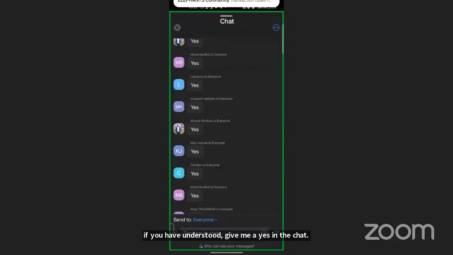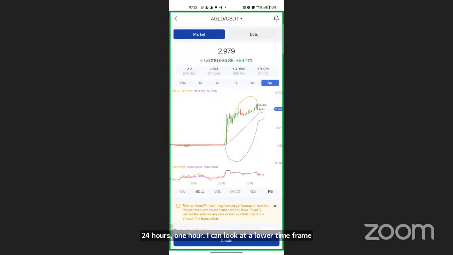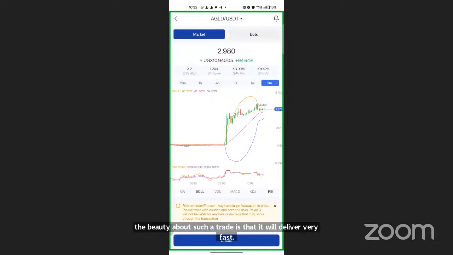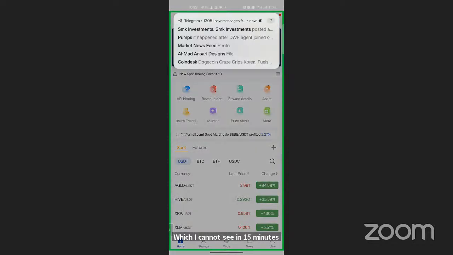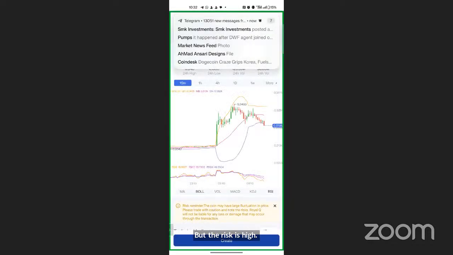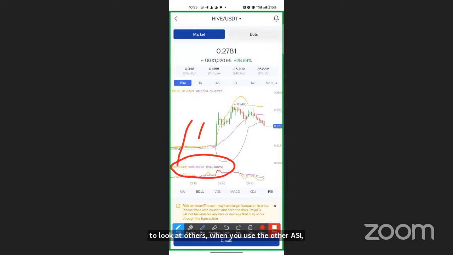Instead of me looking at 5 hours, 4 hours, 1 hour, I can look at a lower time frame, because the beauty about such a trade is that it will deliver very fast. And I take a 1.3, a 1.1, because I have got a buying opportunity, which I cannot see in 15 minutes. But the risk is high. Let me open Hive. And it has been my trading approach. You see, this coin is one of the highest. But when you use the RSI, although we are going to look at others, when you use the RSI, can you see that the coin is down?